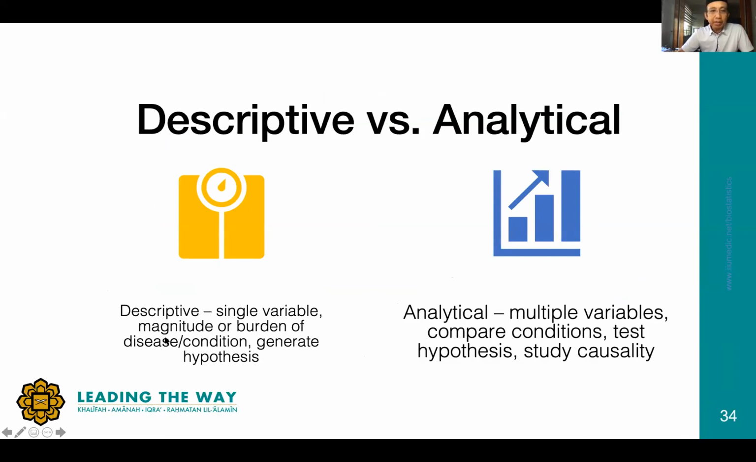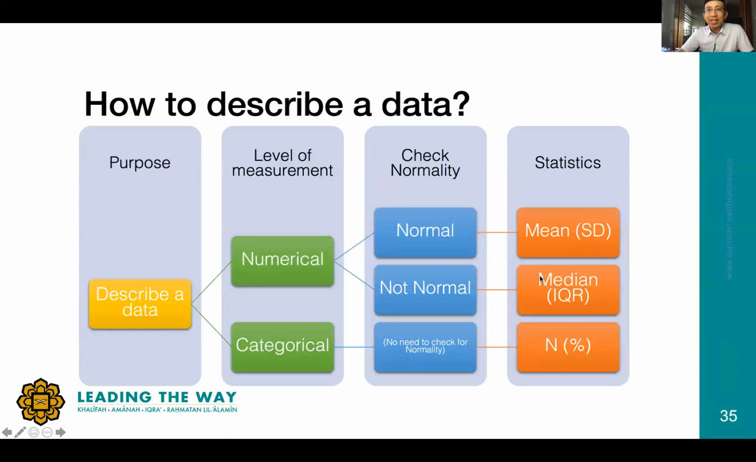Again, I mentioned descriptive versus analytical. Descriptive means a single variable. Our interest is in the magnitude or burden of disease. Normally from descriptive, we can generate hypothesis. However, analytical normally involves multiple variables. We try to compare conditions, we test hypothesis, and of course, we study relationship or causality.